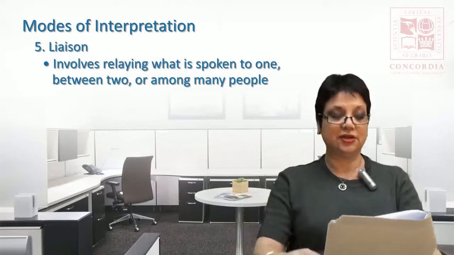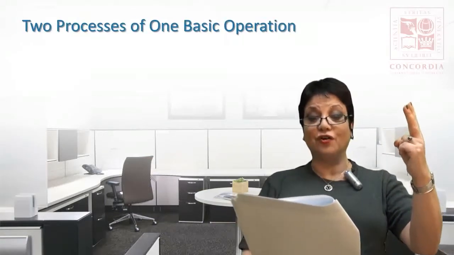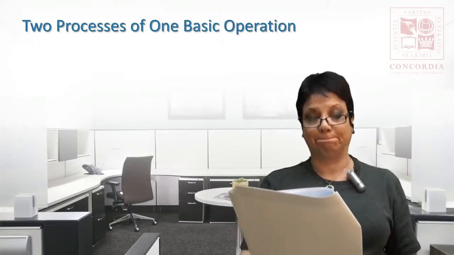So basically it goes like that. Liaison: somebody speaks to me and I am actually with 2 or 3 other people, I am working on it and interpreting or translating it at the same time orally to those people. This can be done easily because it's kind of a relaying technique. 2 processes of one basic operation.